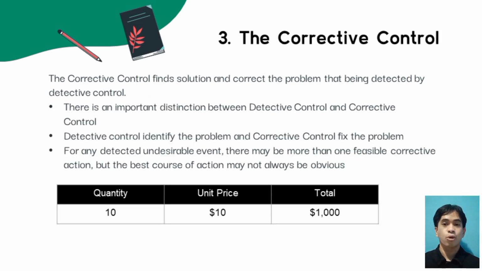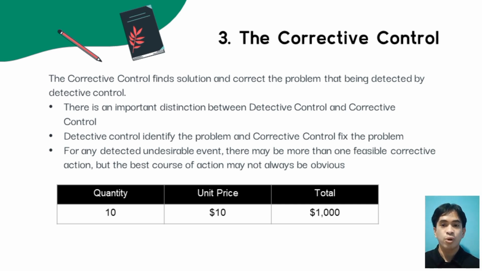Last one is what we call the corrective control. To make it simple, yung corrective control is the one who finds solution and corrects the problem that is being detected by the detective control. As you can see, yung detective control and corrective control is always magkasama. Yung detective control kasi yung nag-identify at nag-expose ng undesirable events. Yung corrective control naman, yung nagsosolve ng problem na na-detect ng detective control.